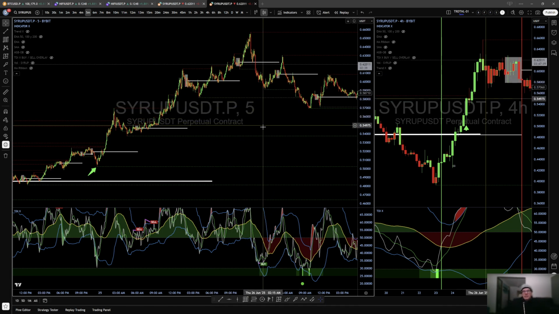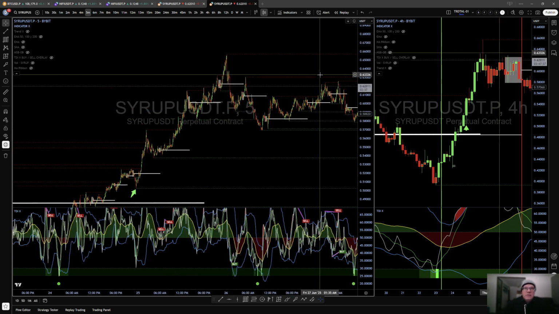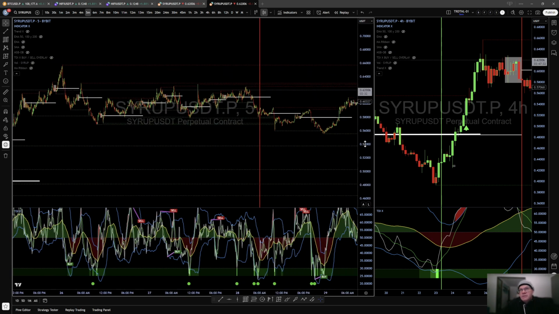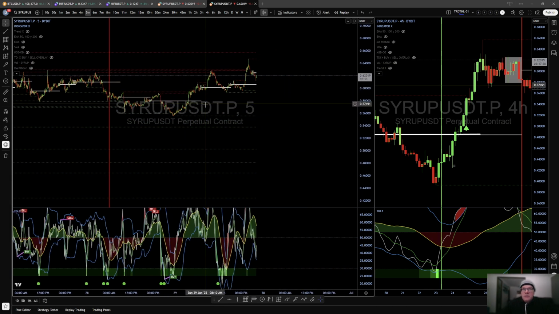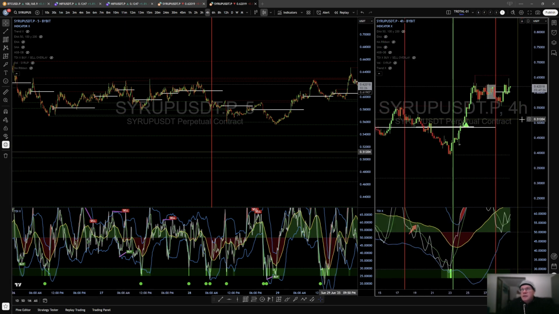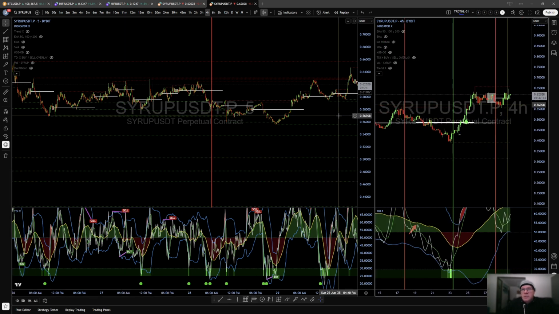So that's pretty much it. I could go through this whole thing, but you need to go and look at this and backtest it yourself, look at different coins and see how they react to it. I think I covered most of the things I wanted to cover in this.